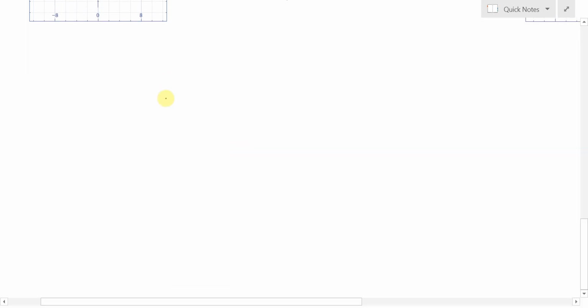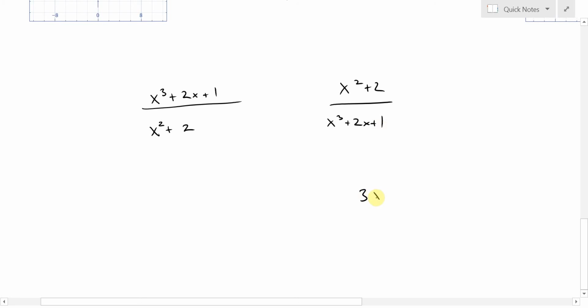Very often, what you end up with is a quotient of two polynomials. Something like x cubed plus 2x plus 1 over, let's say, x cubed. Alright, maybe we have on the bottom something like x squared plus 2 or something like this. Or we can consider something like x squared plus 2. Let's flip it around. x cubed plus 2x plus 1. And then finally, how about something like 3x cubed plus 2x plus 1 over 7x cubed plus 4 or something like this.